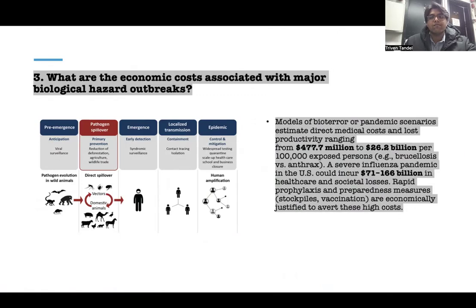So basically, we can control and mitigate these things with widespread testing, quarantine, scaling up healthcare, and school and business closures, as well as primary prevention like reducing deforestation, agriculture expansion, and wildlife trade. These are certain measures we can take to decrease these outbreaks, and we can have time to study upcoming bacteria.